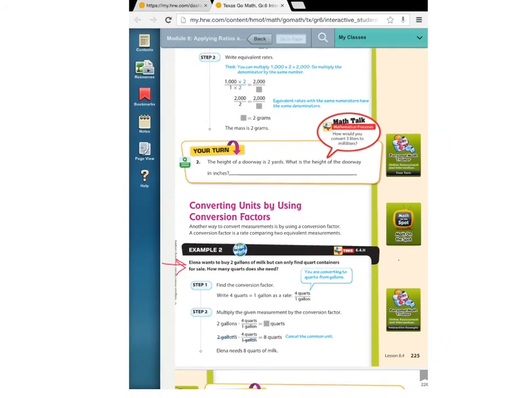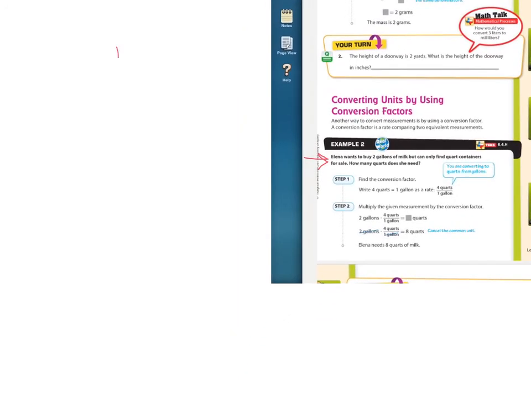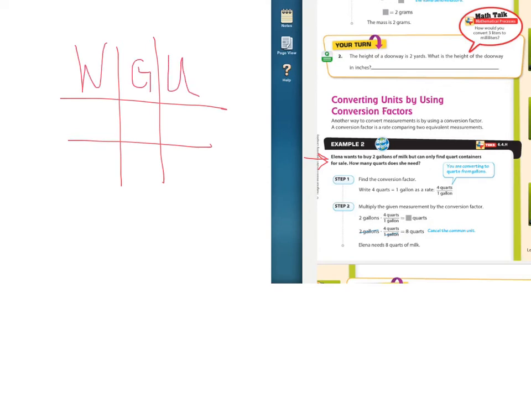Okay, so let's set up our WGU table. And we're talking about quarts and gallons. Quarts and gallons. And when you look at your formula chart, it tells you that there are 4 quarts in 1 gallon. If I haven't given you a formula chart by this lesson to use in the classroom, then ask me, because you need to be getting used to using it.